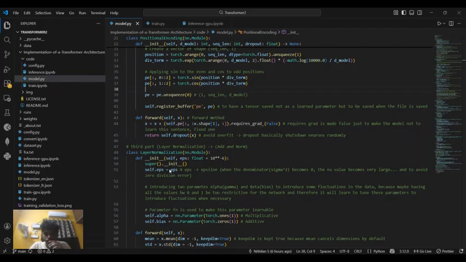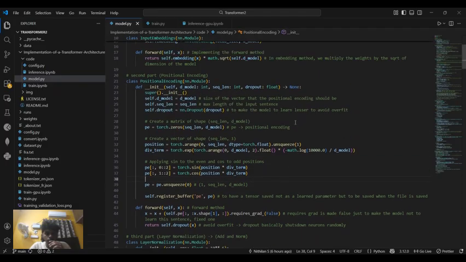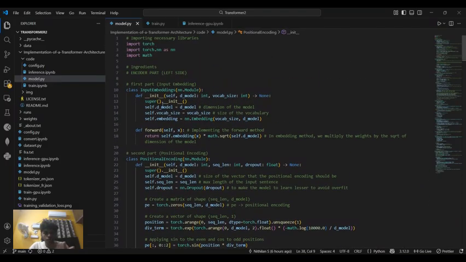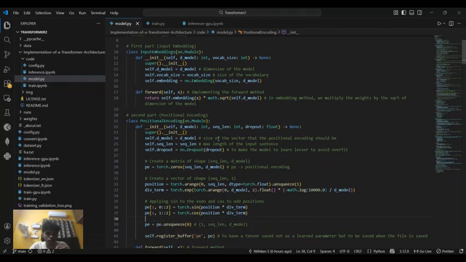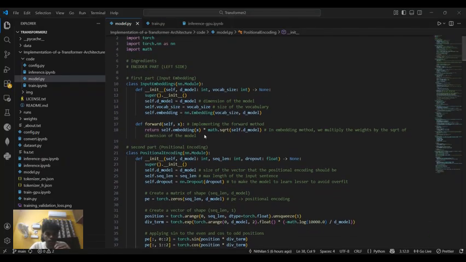So, we'll start to look upon the modules which are used to build a transformer architecture. So firstly, input embeddings. This layer converts each input token into a D model vector. The embeddings are scaled by root of D model to maintain stable variance during training.